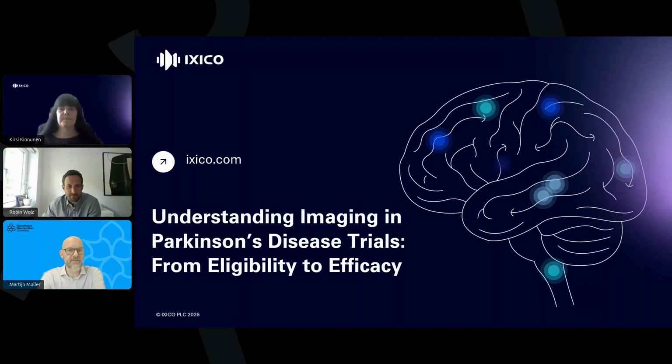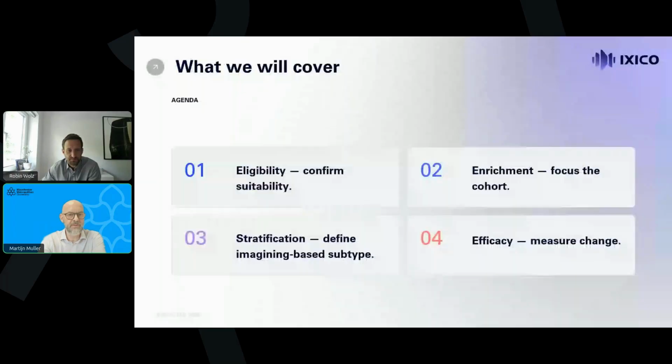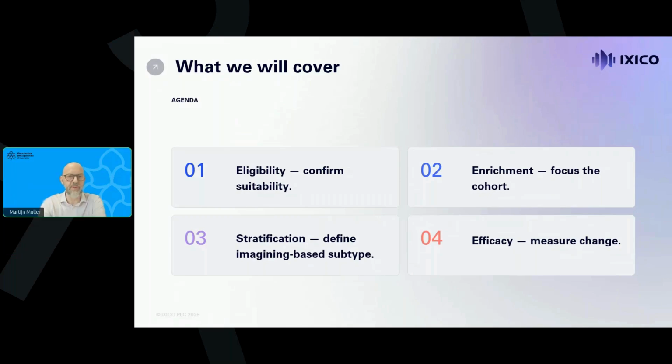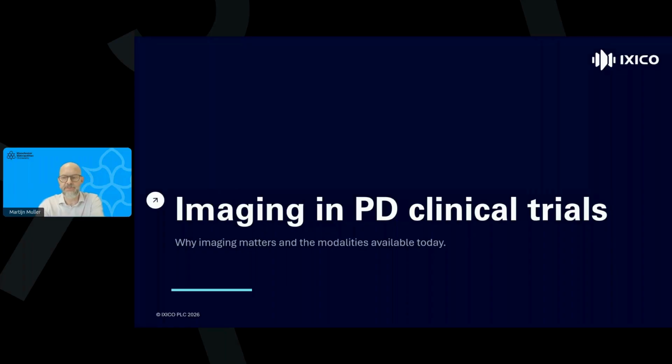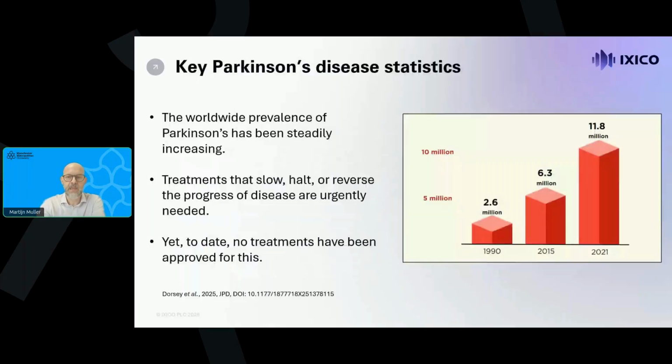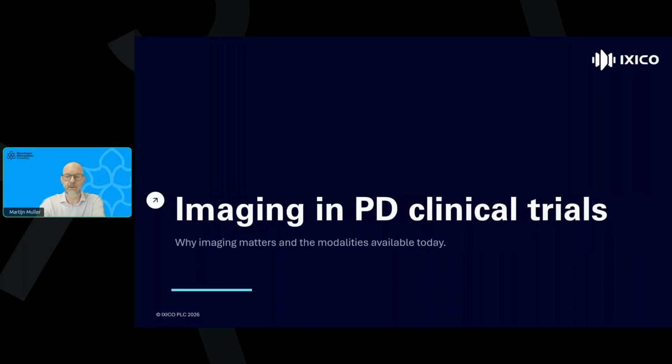Thank you very much, Robin. If we can go to the next slide, perhaps. Yeah, so I think Robin already covered this, that we will structure this particular webinar around these 4 different themes: eligibility, enrichment, stratification, and efficacy. If we can go to the next slide, please. So, nope, one back.